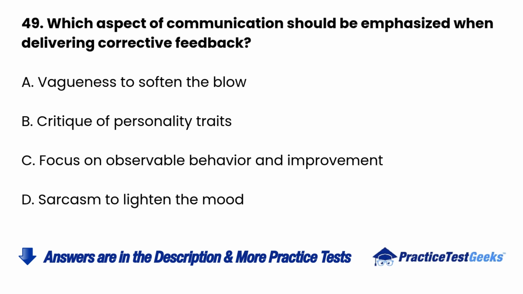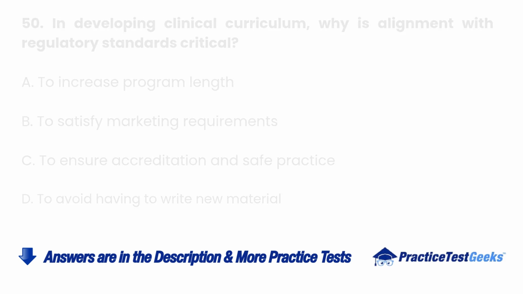49. Which aspect of communication should be emphasized when delivering corrective feedback? A. Vagueness to soften the blow. B. Critique of personality traits. C. Focus on observable behavior and improvement. D. Sarcasm to lighten the mood.